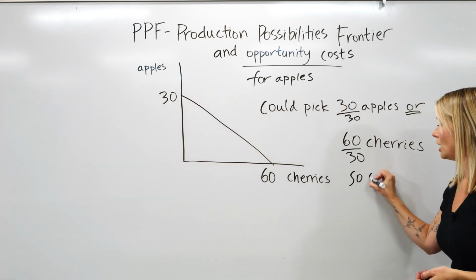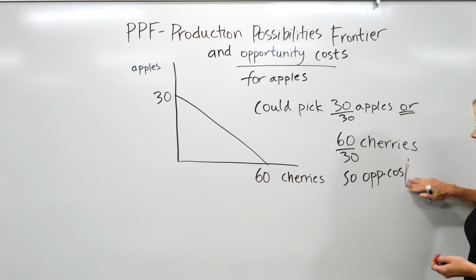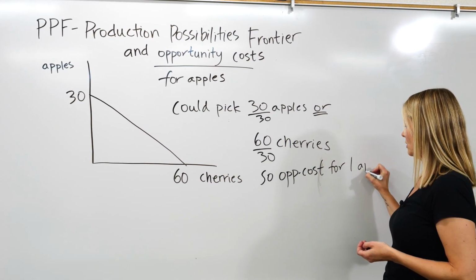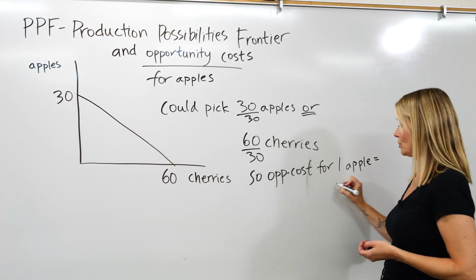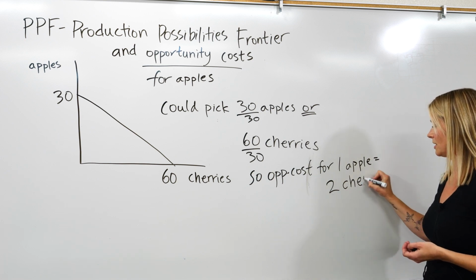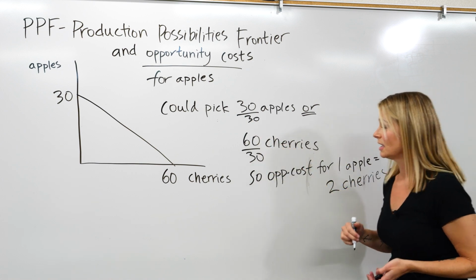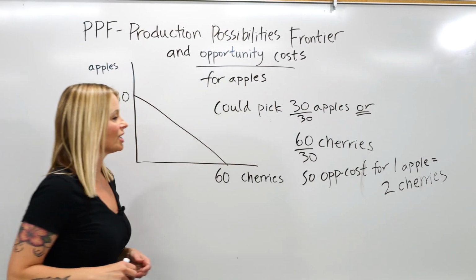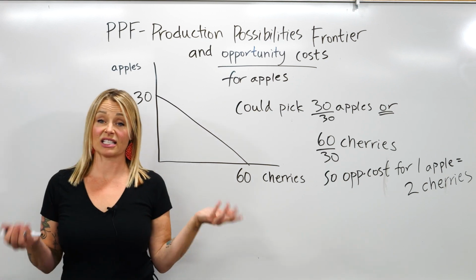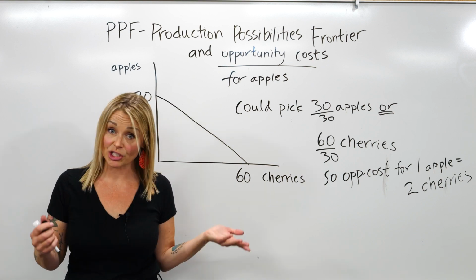So our opportunity cost for one apple is then 2 cherries. That came from that little division that we just did: 60 divided by 30 is 2. And so now we know the opportunity cost for picking one apple is 2 cherries. We could also be asked about the flip side of this. What if we wanted to know the opportunity cost of picking cherries?